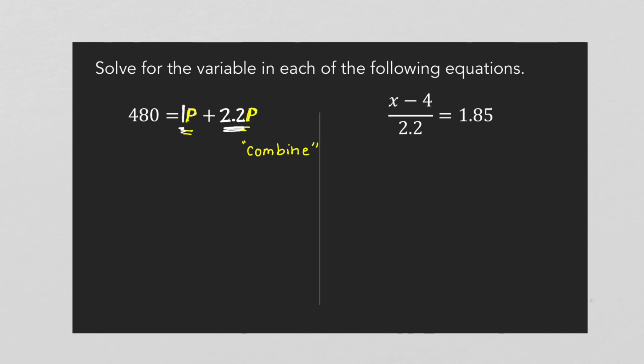And in order to combine these like terms, we put them together by adding their coefficients. 1 plus 2.2 is actually 3.2p. Try it on your calculator. You're going to add 1 plus 2.2. You're combining or adding the coefficients. That gives you 3.2p. And that equals 480.